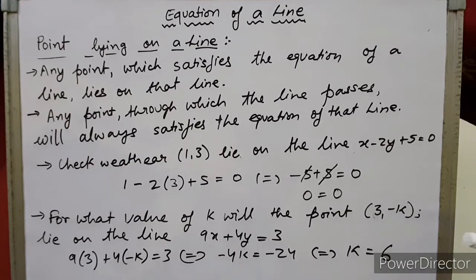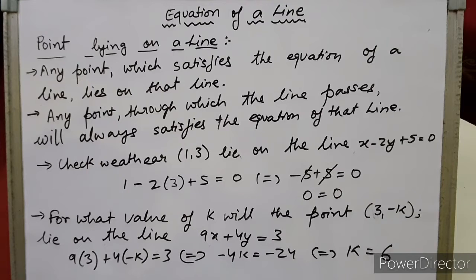Next example. In this sum, it is given: for what value of k will the point (3, minus k) lie on the line 9x plus 4y equals 3? That means we need to calculate the value of k. It is given that this point is lying on this line 9x plus 4y equals 3. That means the coordinates of this point must satisfy the equation of the line.